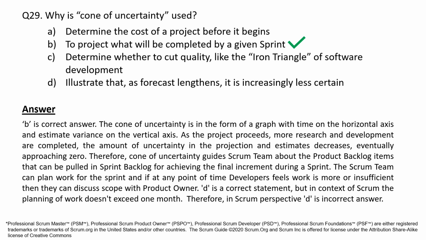The Scrum team can plan work for the sprint, and if at any point of time developers feel work is more or insufficient, then they can discuss scope with product owner. D is a correct answer, but in context of Scrum, the planning of work does not exceed 1 month. Therefore, in Scrum perspective, D is incorrect answer.